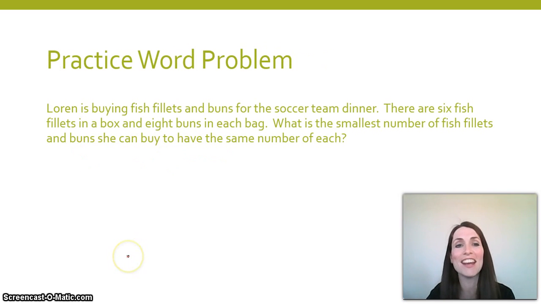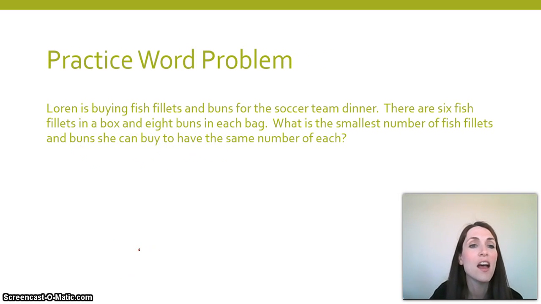Let's take a look at our practice word problem. Lauren is buying fish fillets and buns for the soccer team dinner. There are 6 fish fillets in a box and 8 buns in each bag. What is the smallest number of fish fillets and buns she can buy to have the same number of each?